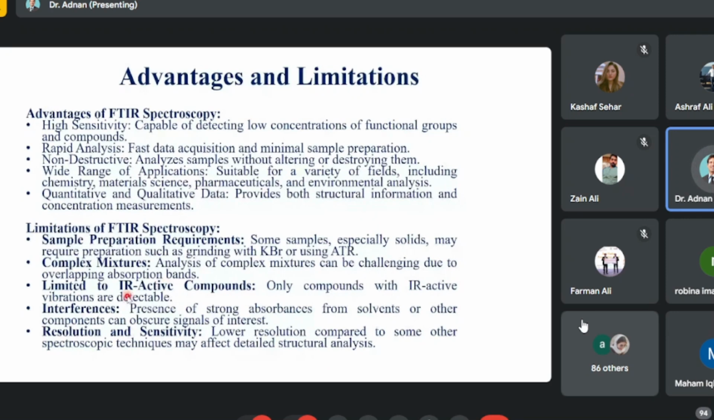It is also limited to IR active compounds. Only compounds with IR active vibrations are detectable. Those compounds which are not active to IR vibrations cannot be determined. And the final limitation is resolution and sensitivity. A lower resolution compared to some other spectroscopic techniques may affect detailed structure analysis.